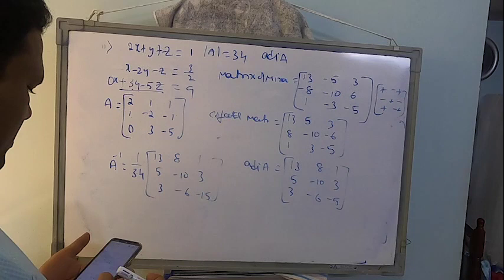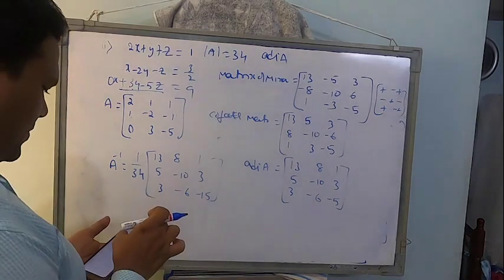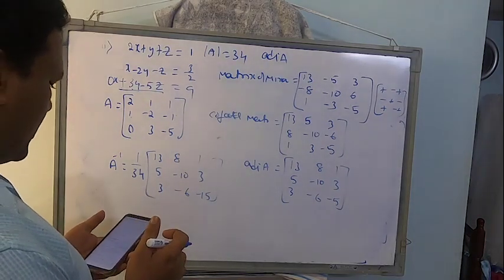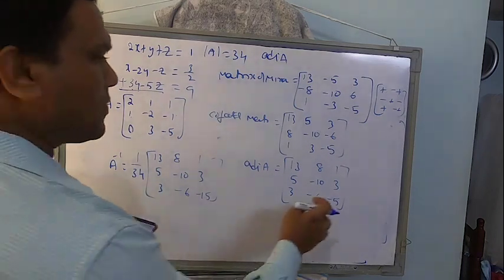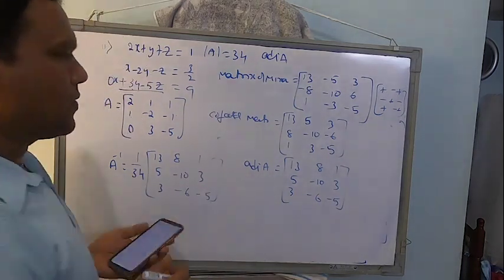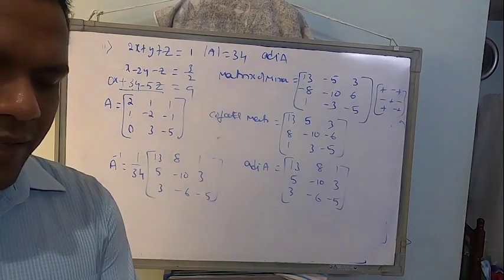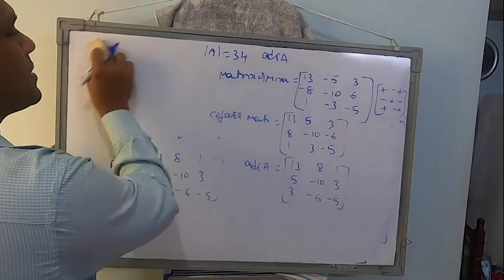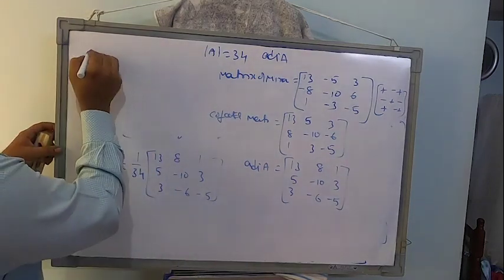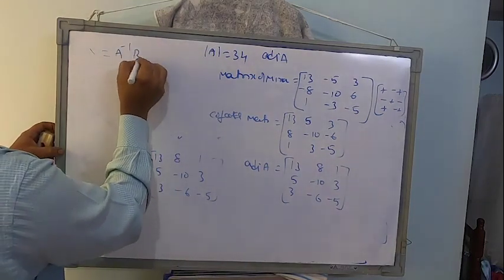Let me try this. 13, 8, 1, 5, minus 10, 3, 5. It's minus 5 here, sorry. Okay. So that's absolutely fine. Now let us go to the equation. What does the equation says? The equation says x equal to A inverse multiplied by B.